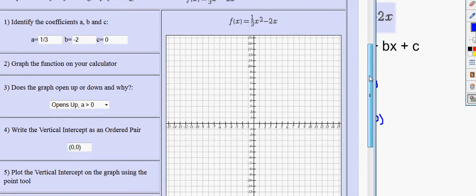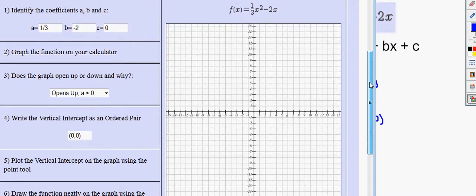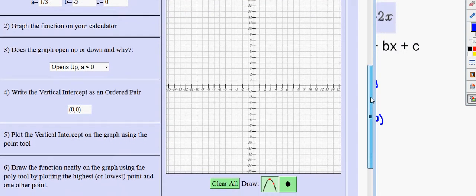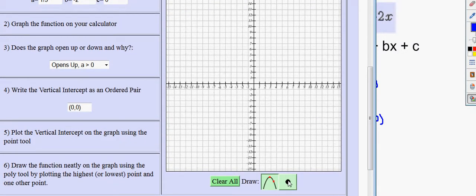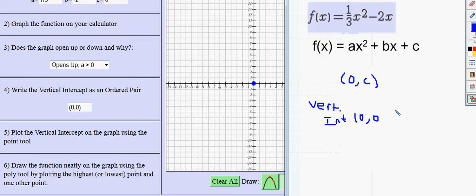The next part, number 5, plot the vertical intercept on the graph using the point tool. That takes no time at all. You click on the point tool, and the vertical intercept in this case was 0, 0. The one that eats up a little more time is number 6, and that really is what this video was meant to be about, to draw the function neatly. The harder part is finding the highest or the lowest point on this one. It's not that much more difficult than the other videos, but it is slightly different in that you have to deal with a fraction.